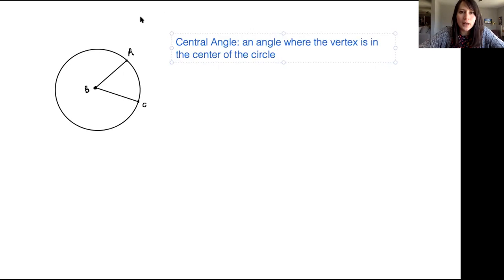And so central angles are made out of radii, right? We can see that AB and CB are radii. Okay.